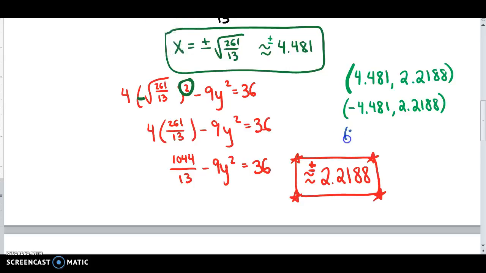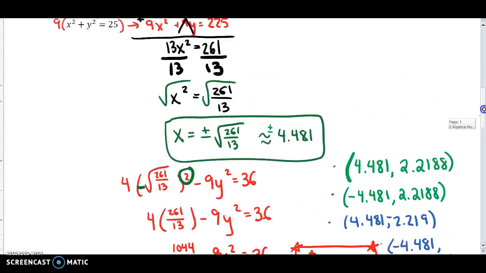So then I'd also have 4.481, 2.219, I'm going to round that. And then, whoops, let's make that negative. And then I'd also have negative 4.481 and negative 2.219. So there's my 4 intersection points and my 4 solutions.